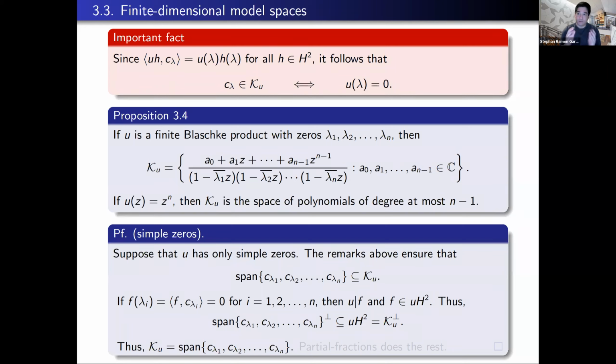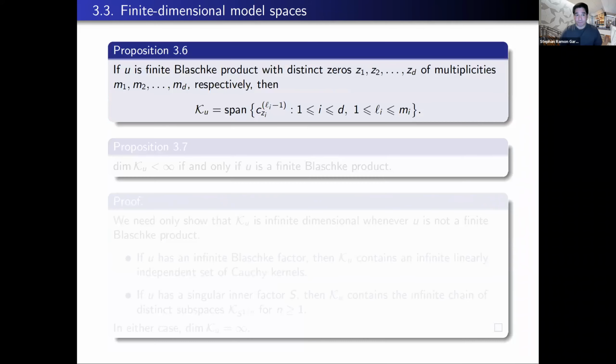So the model space is automatically a subspace of rational functions. You know exactly where the poles are and their multiplicities. And so if you take a look at the span of these Cauchy kernels and use a partial fractions argument, you can see that when I collect things together, I'm going to get exactly something of this form. So this is a nice characterization of model spaces corresponding to finite Blaschke products, at least in the case with simple zeros. For repeated roots, you deal with not necessarily just the reproducing kernels, but also derivatives of reproducing kernels. But again, I'll leave that to your imagination.